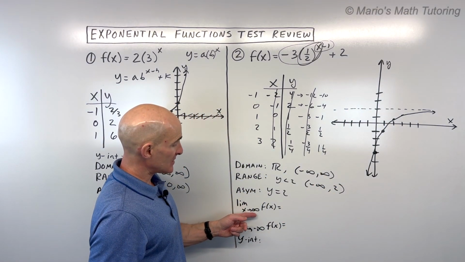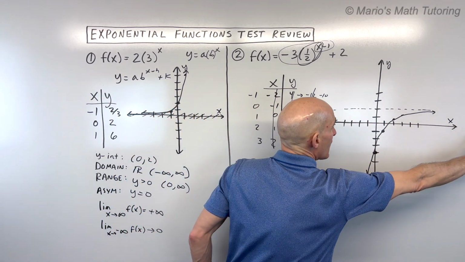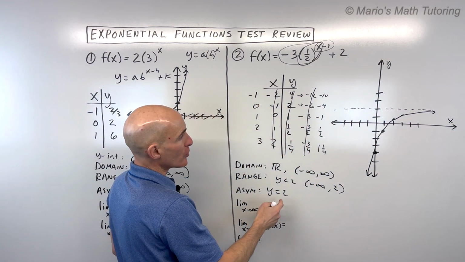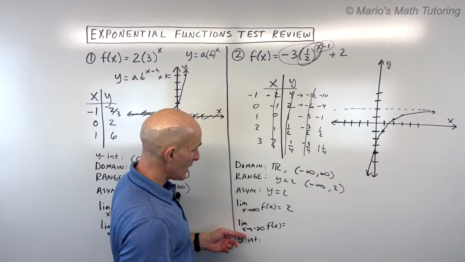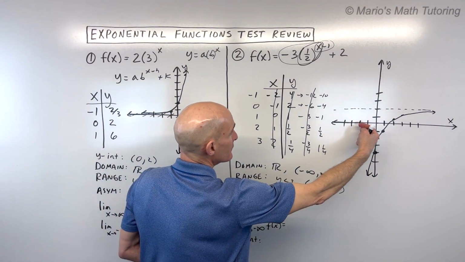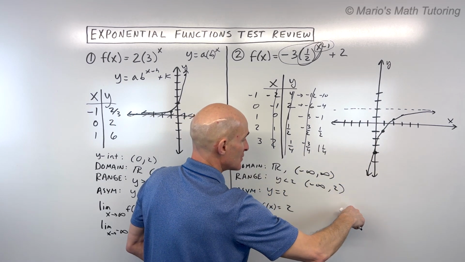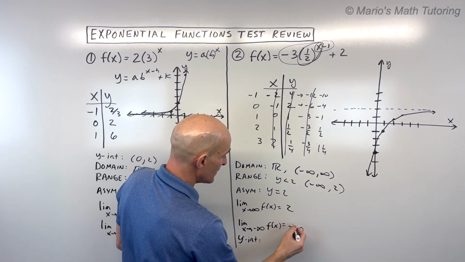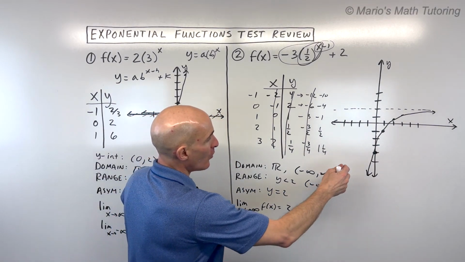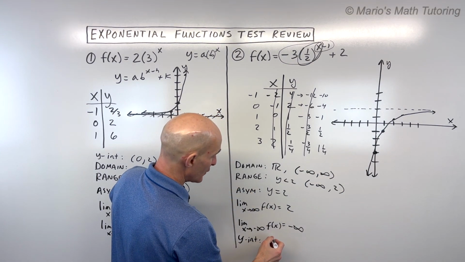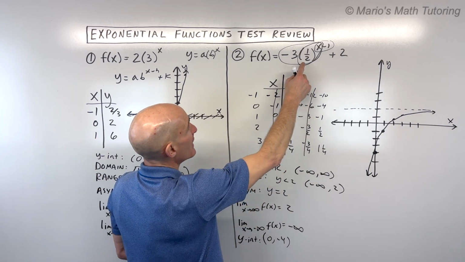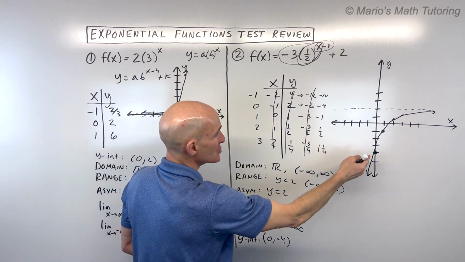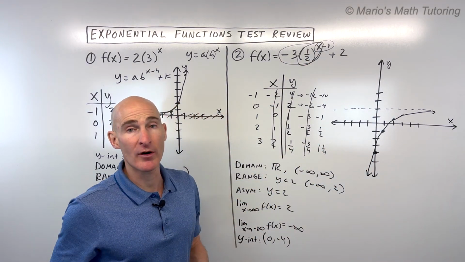And then the limit as x approaches infinity, that means as we go to the right, what is the y value approaching? Well, it's approaching 2, this horizontal asymptote of 2. And the limit as x approaches -infinity, as we go to the left, you can see the y values are going down towards -infinity. And then the y-intercept, we found out that that was -4. You can figure that out by putting 0 in for x into the equation, but it just happened that we were able to find that as one of our points.